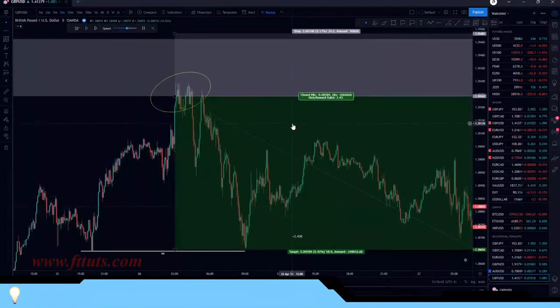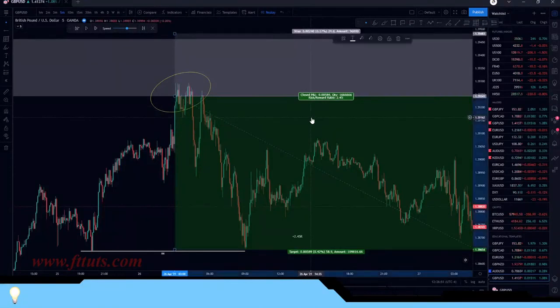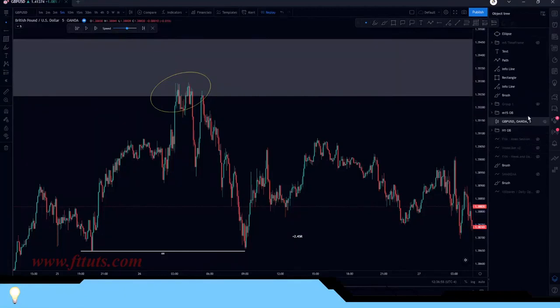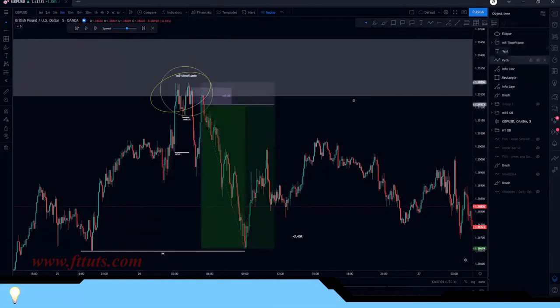So now let's just delete this. Just remember that this was a 24 pip stop loss with a 59 pip reward for a 2.45 risk to reward, right? I believe I already have the drawings preset over here. It's not this one, right over here.